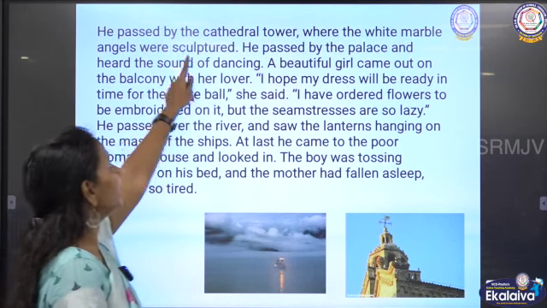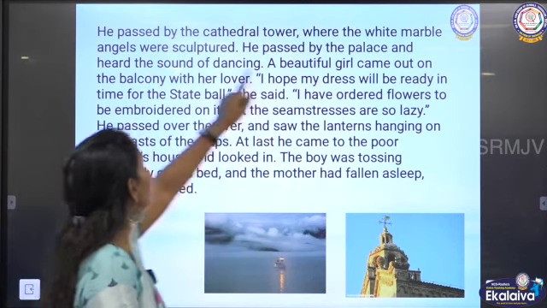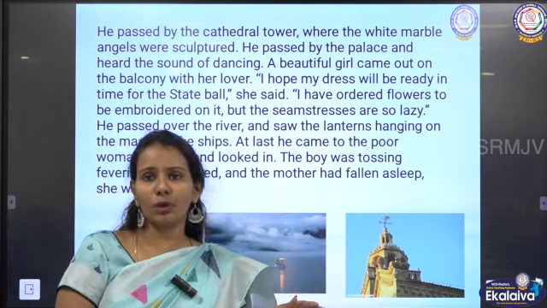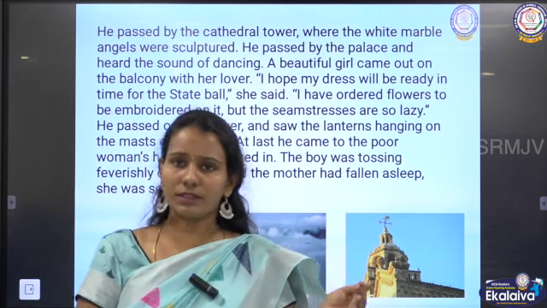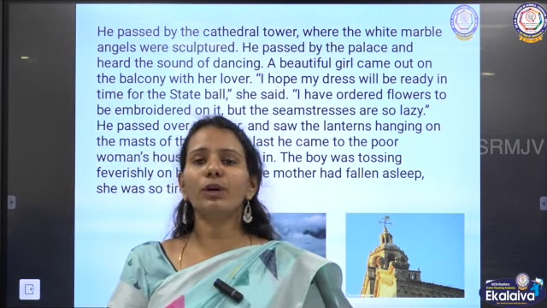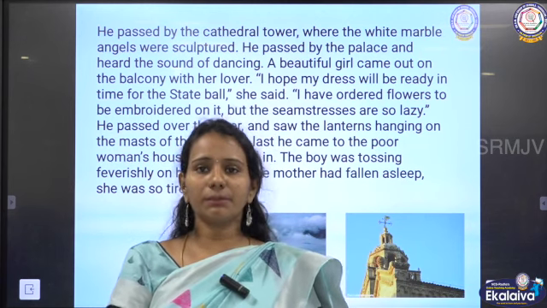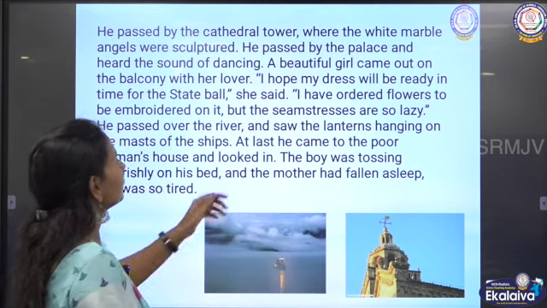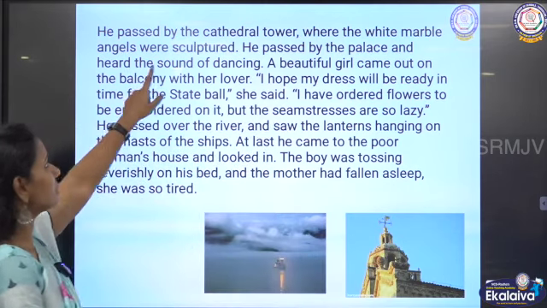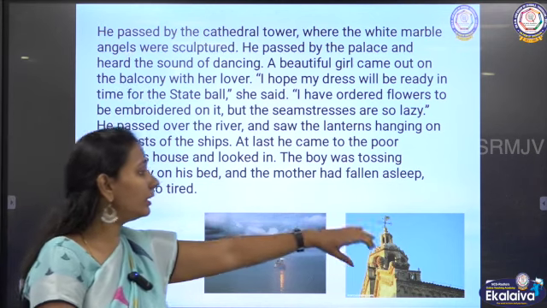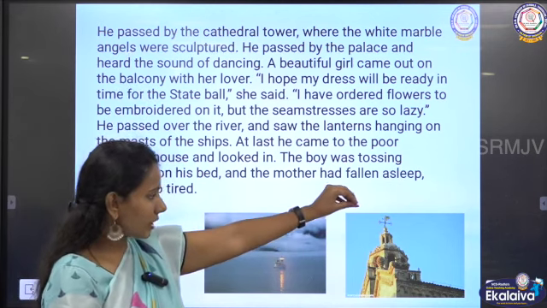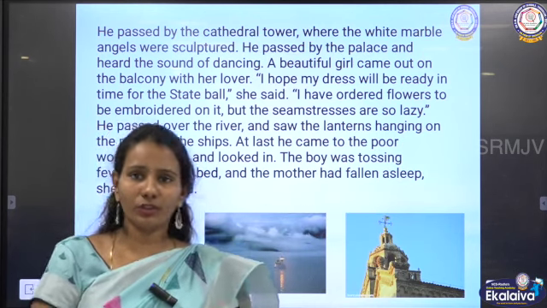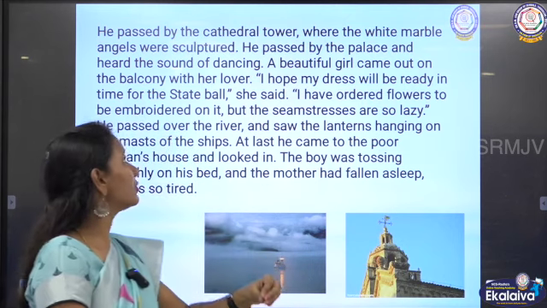He passed by the cathedral tower where the white marble angels were sculpted. So he was flying over the roofs of the town, which means what? He was flying above the houses in the town and he also flew above the cathedral tower. Cathedral means the church. He was passing over the church tower, where the white marble angels were sculpted. The cathedral tower is made of marble, and there were angels sculpted on it. So he was passing over the cathedral tower.